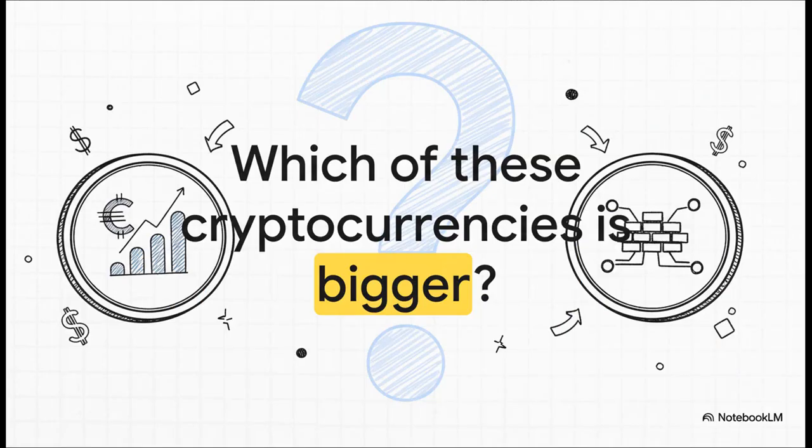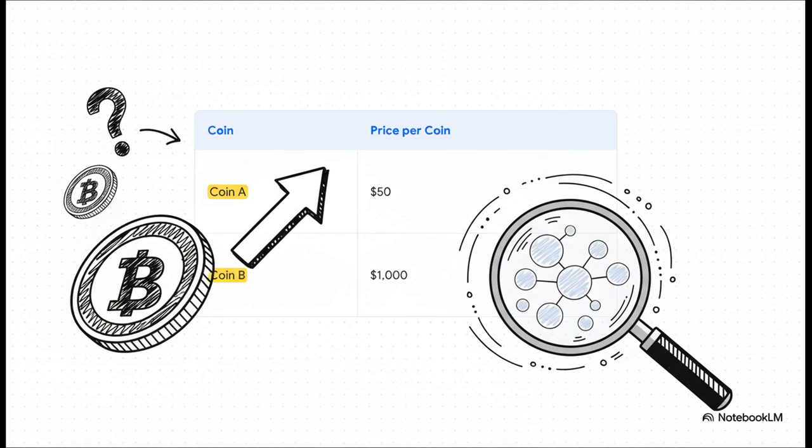So to kick things off, I've got a quick question for you. Just by looking at the price, which of these two imaginary coins do you think is bigger? Okay, so you've got coin A sitting at 50 bucks and coin B at a cool 1,000. Now your first instinct is probably to say coin B, right? I mean, it's 20 times the price. But that's a really common trap. To get the real story, we've got to look way beyond that price tag.